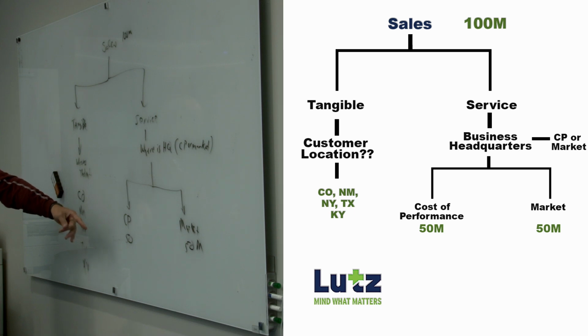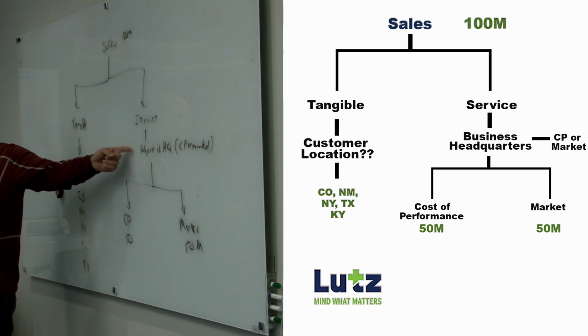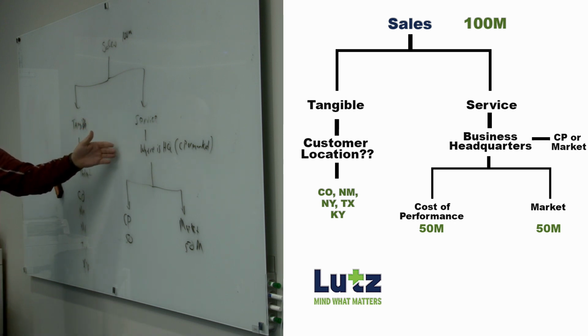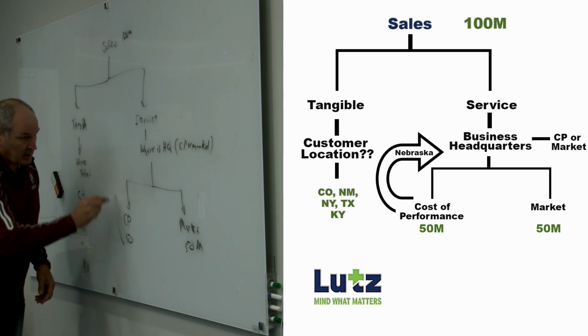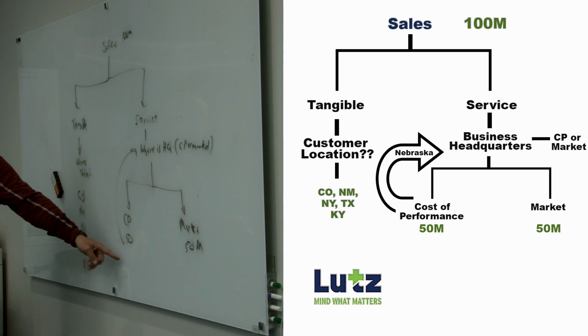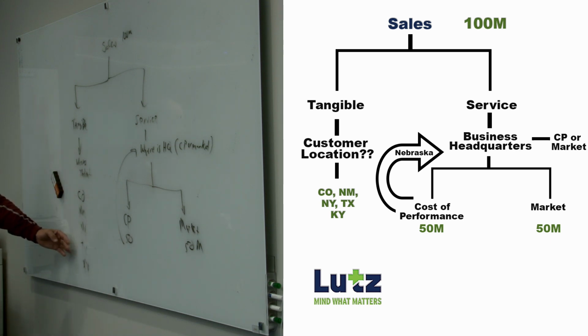So cost of performance says, well, did I sit in Nebraska and do everything, and the cost of performing that duty or that service was all Nebraska? Well, in that case, all of it's going to go to the headquarters because that's where the cost of performance was. But if it's Colorado, New Mexico, Kentucky, Texas, and New York, whatever, then that 50 million, because the cost to perform that service, to render that service, I've got people on the ground in those states, that 50 million has to go to those states.